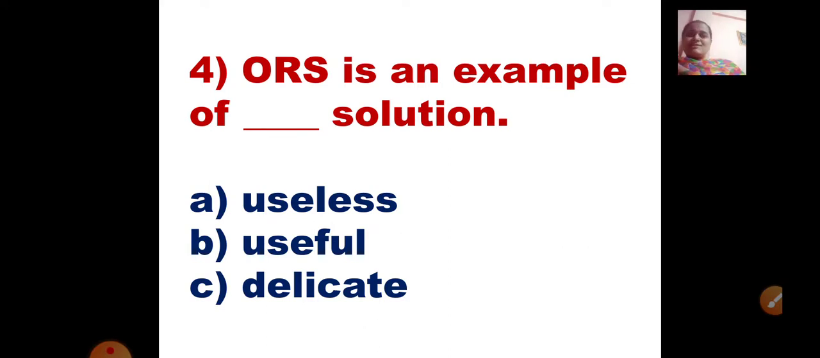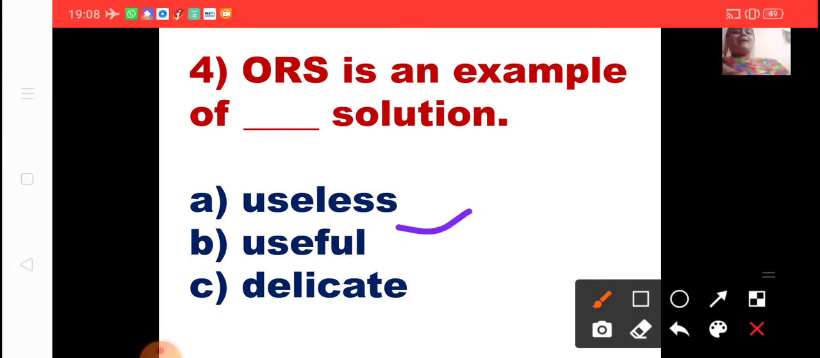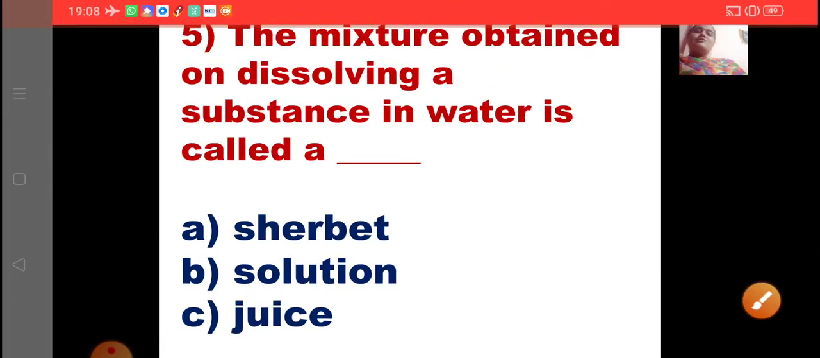A is useless, B is useful, and C is delicate. So ORS is an example of useless solution? No. Is it an example of delicate solution? Delicate means you have to handle with care. No. So obviously B, that is useful solution, is your correct answer. So you are going to choose the B option, that is ORS is an example of useful solution.